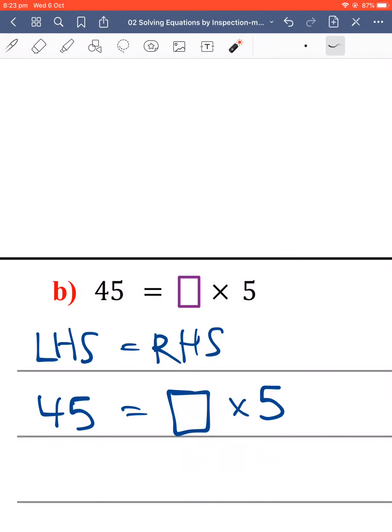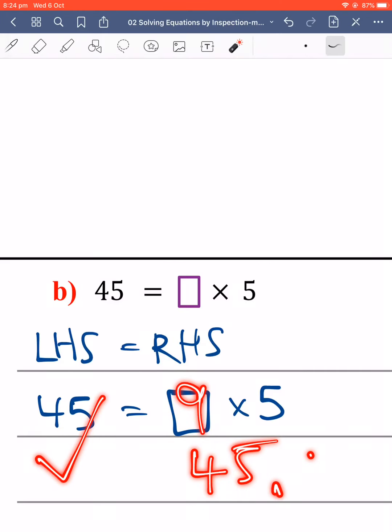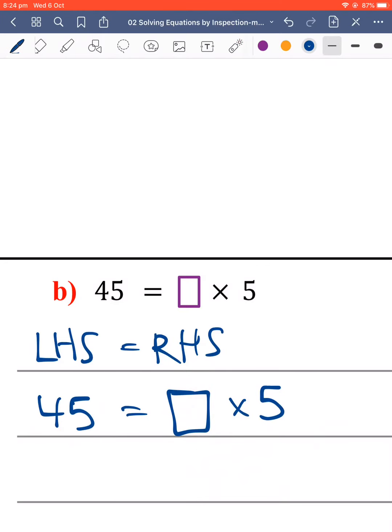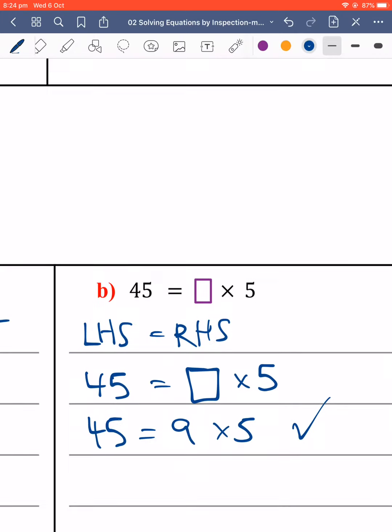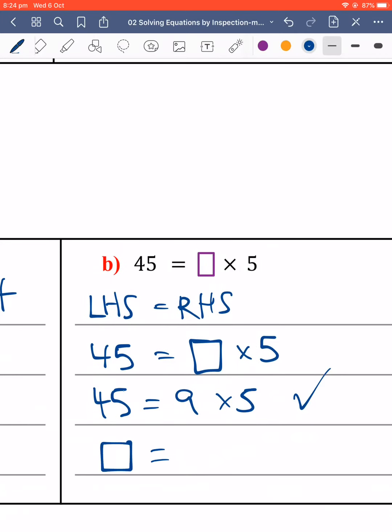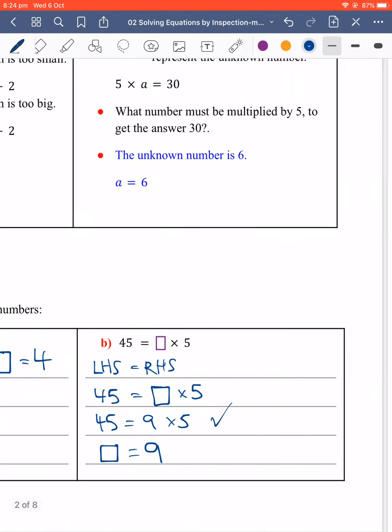7 times 5, I actually end up with 35. So I'm getting there. So keep going. Let's try 8 times 5. If I try 8 times 5 in my lovely calculator, which I have right next to me, sorry you can't see it on the screen, 8 times 5 I end up with 40. So let's try 9. 9 times 5 does actually equal 45. So my left-hand side equals my right-hand side. So therefore my answer for that, and again I can substitute in to make sure that it is the correct answer. Yep, absolutely is. And I can write my final statement that the missing number is 9 for that one.